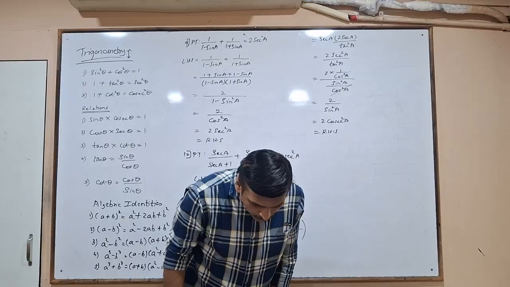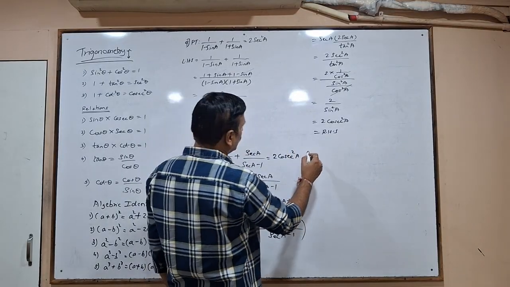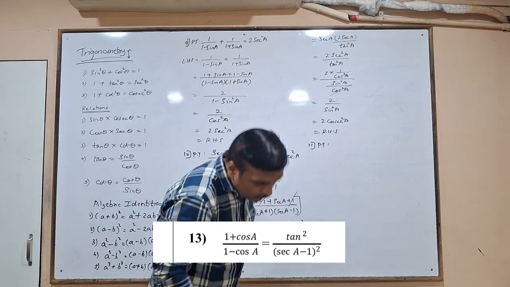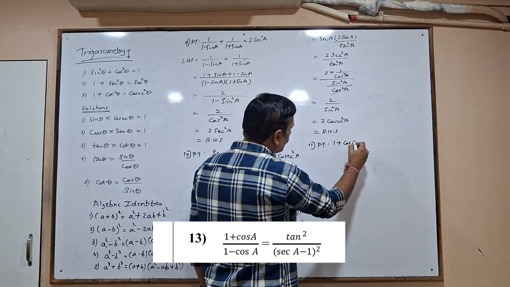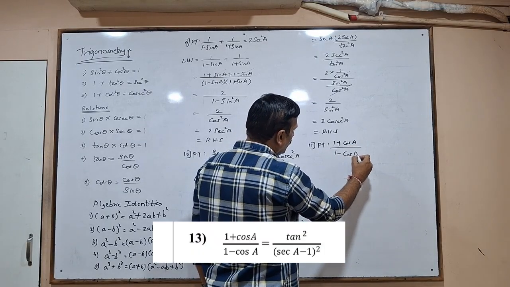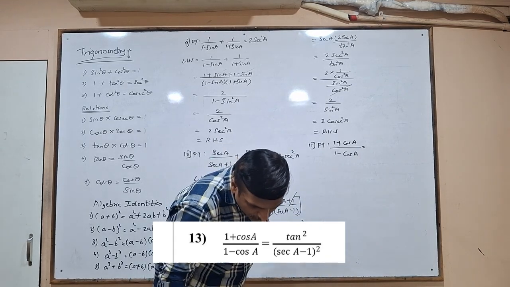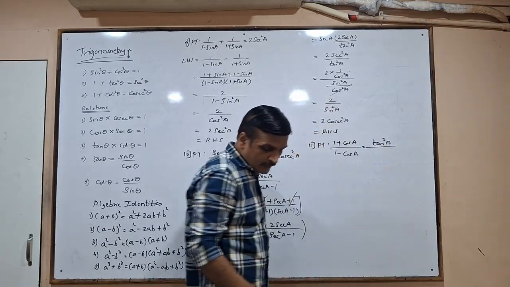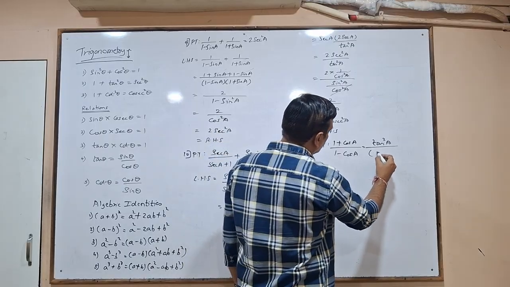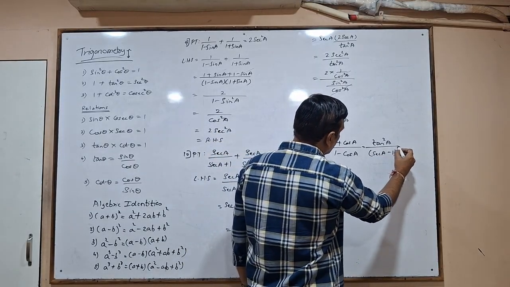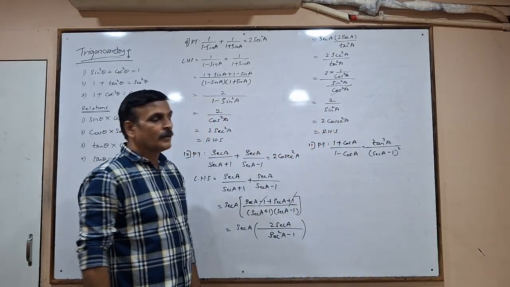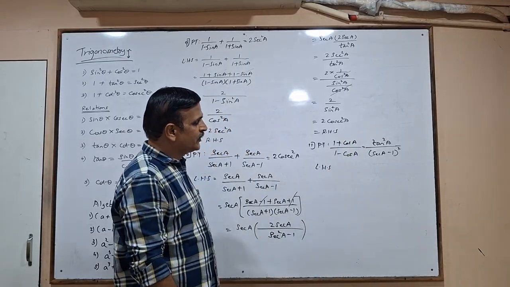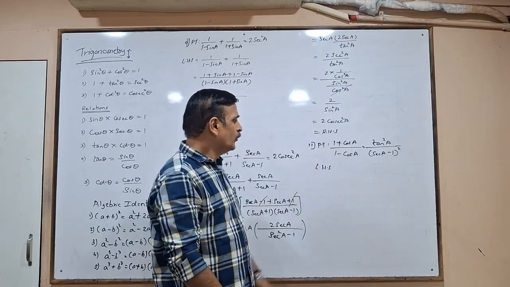Next one, 11. Prove that 1 plus cos A upon 1 minus cos A is equal to tan square A upon sec A minus 1 the whole square. Now again, here both RHS or LHS you can consider and start solving, no problem.